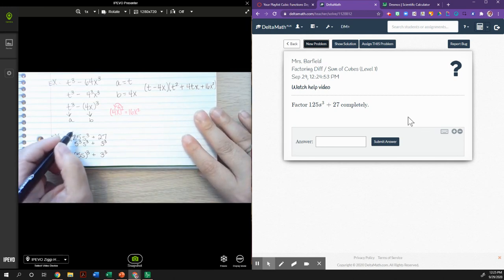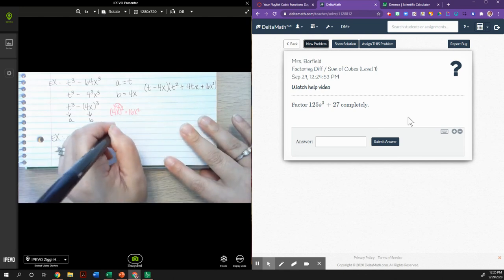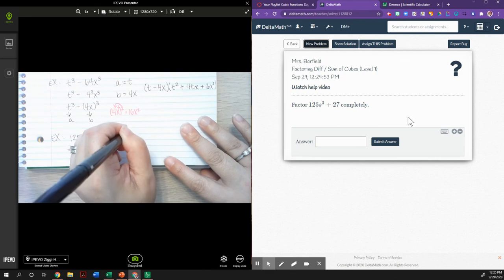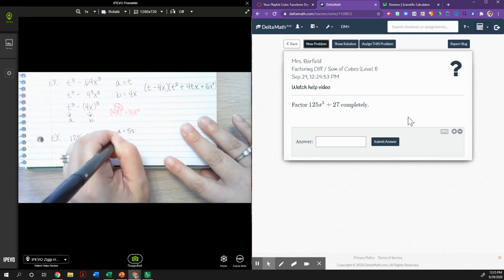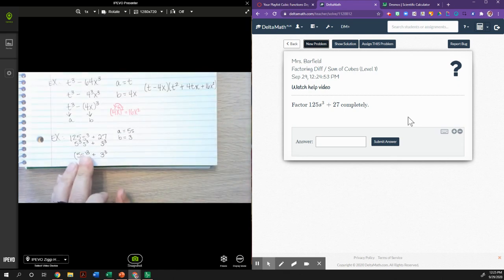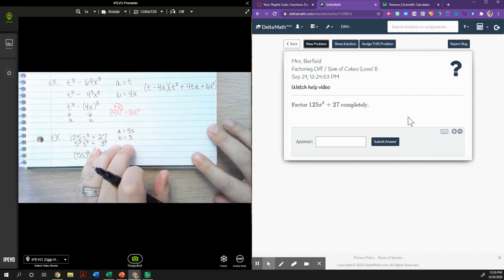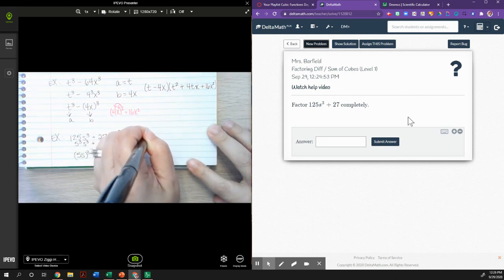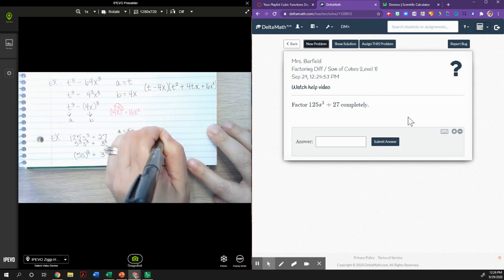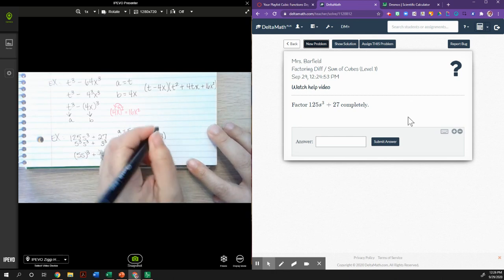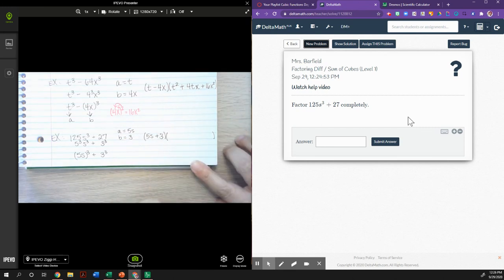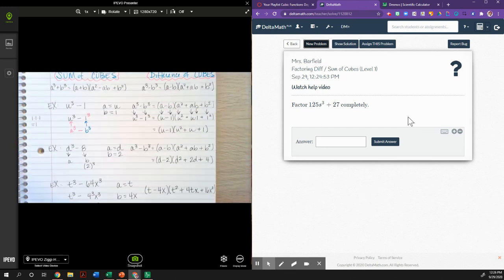Trust me when I say I know this will be the hardest part. So that means A equals 5s and B equals 3. Now I have a plus sign, so that means in my first parentheses, I add up A plus B. So I have 5s plus 3. And then in the next parentheses, if I scroll back down, I'm just plugging it into this right here.